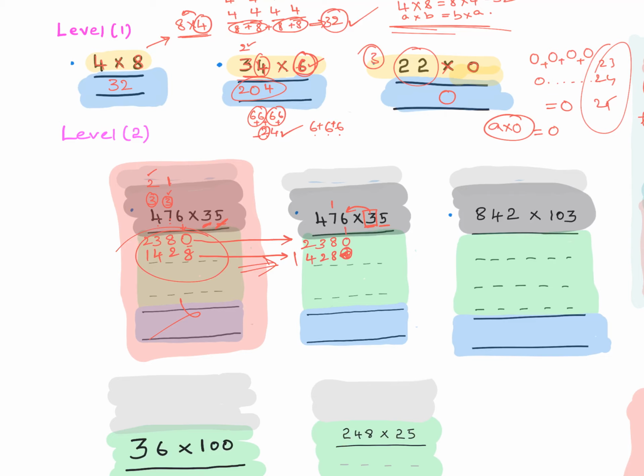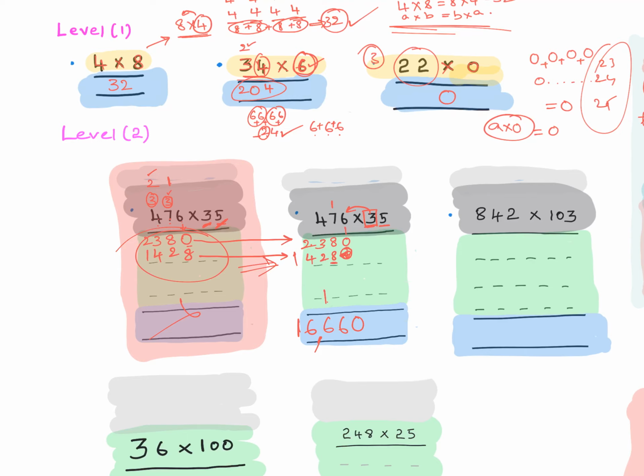So here we got 8, then we got 2 and 4 and 1, right? So the answer will be 0 and 6, 8 and 8 is 16, and 3, 4, 5 and 6, and here 4 and 2 is 6, and 1 over here. Clear? So 16,660 is the answer.